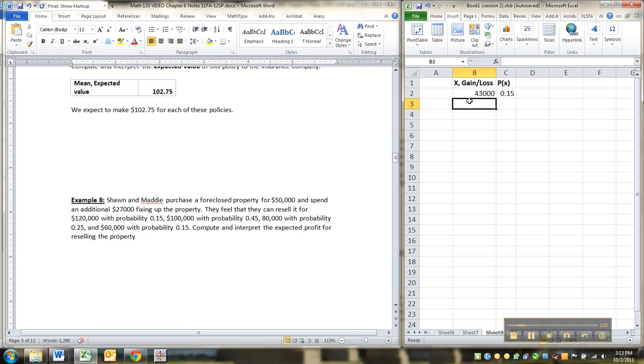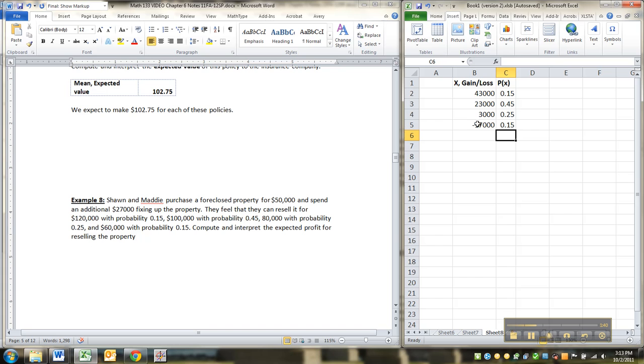Okay, then they might sell it for $100,000. But that's not a $100,000 gain or loss. That's $100,000 take away $77,000. And the chances of that are 0.45. Now there's $80,000, take away $77,000. The chances of that, 0.25. And last but not least, they could go in the hole. $60,000 take away $77,000. It's negative, right? And the chances of that are 0.15.